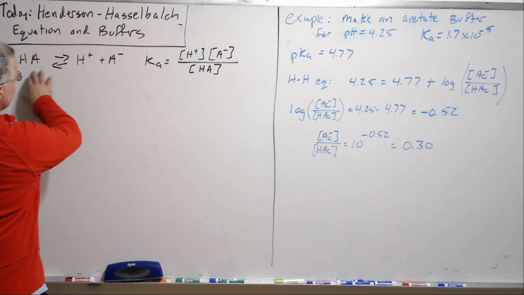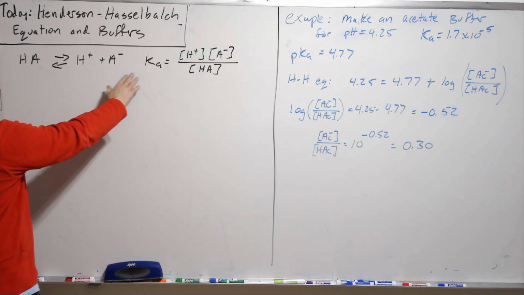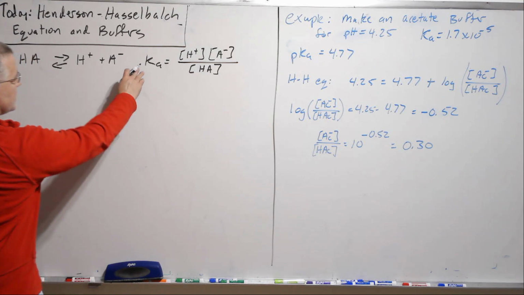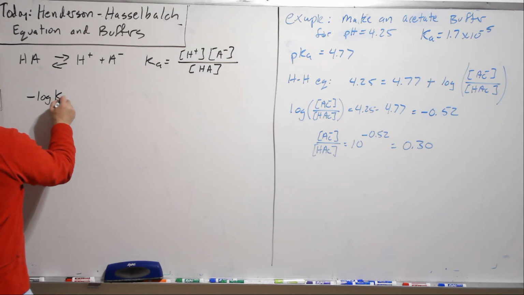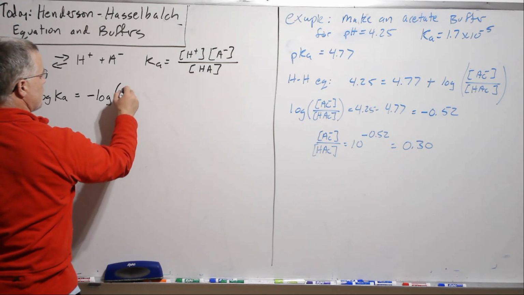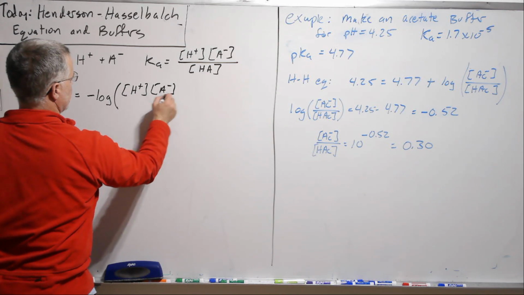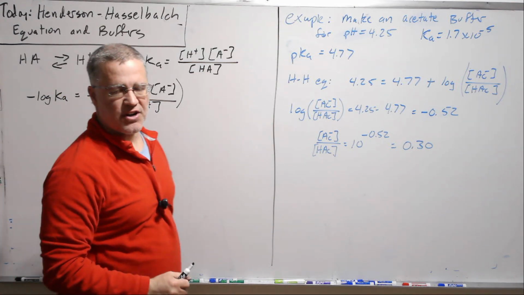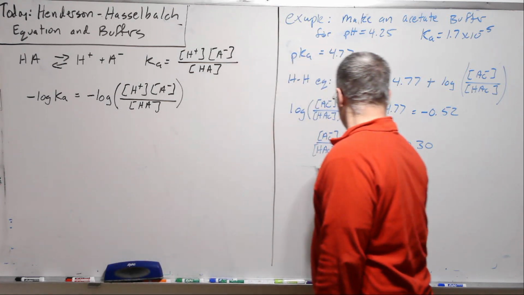So let's take an acid dissociation reaction. HA goes to H plus A minus, and we know the Ka is products over reactants here. So let's go ahead and take this and take minus the log of this equation. And this derivation will be an exercise in properties of logs. So what are some of the properties of logs here?